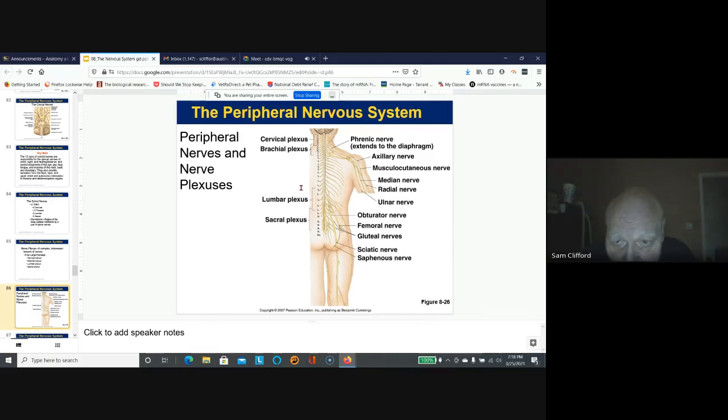So the peripheral nervous system is everything outside of the CNS. That's all you got to know. Everybody's heard of the sciatic nerve. So you generally know the sections of the spinal cord, and that accumulation or groups of nerves are called plexuses.